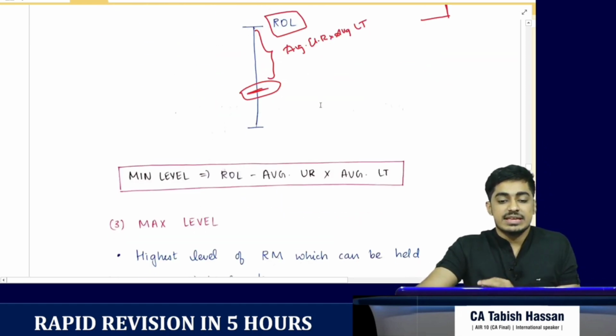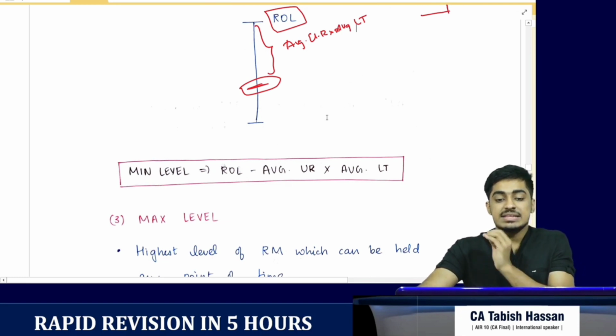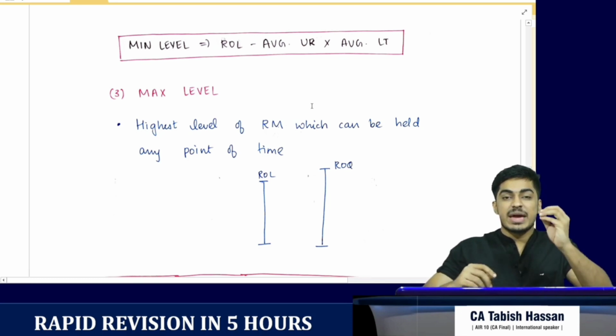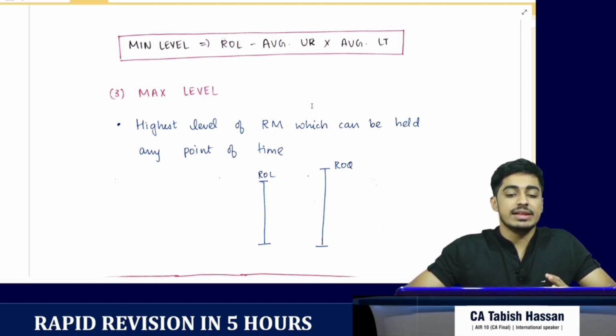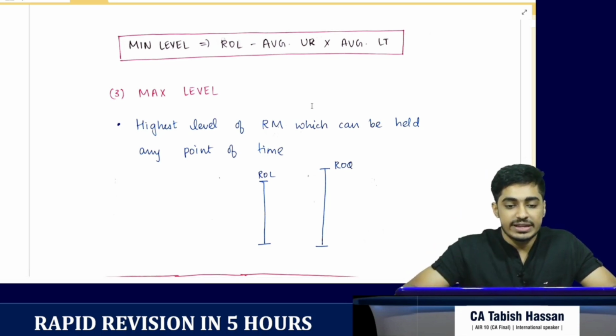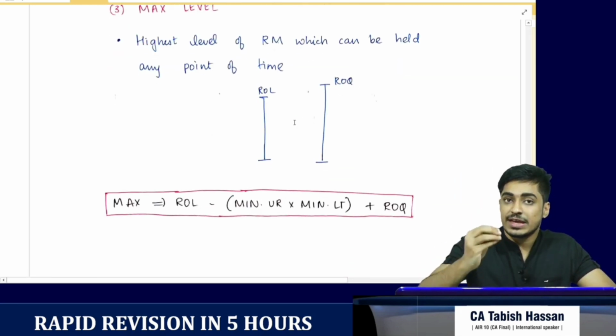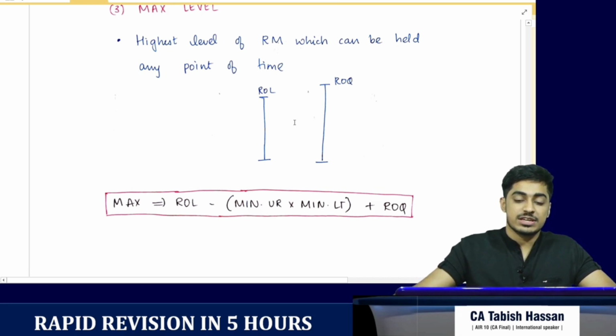Okay, so the minimum level is reorder level minus average usage rate into average lead time. Clear? Next, we have maximum level. What is maximum level? It is the highest level of raw material which can be held at any point of time. Again, I told maximum level, when do we have? The day we receive fresh goods.